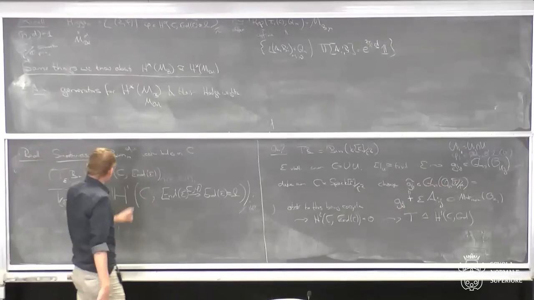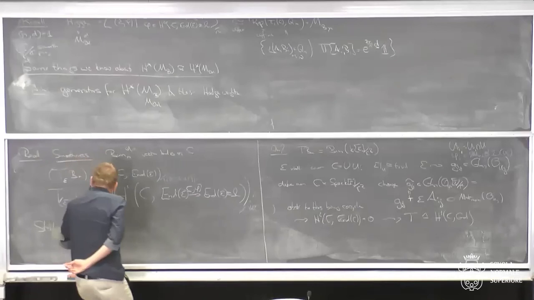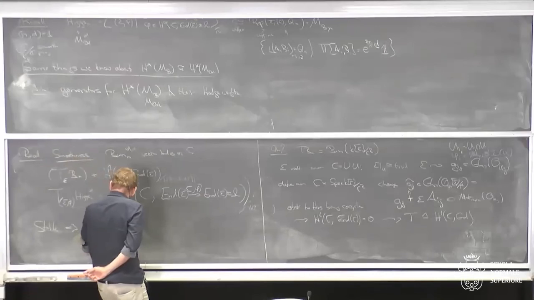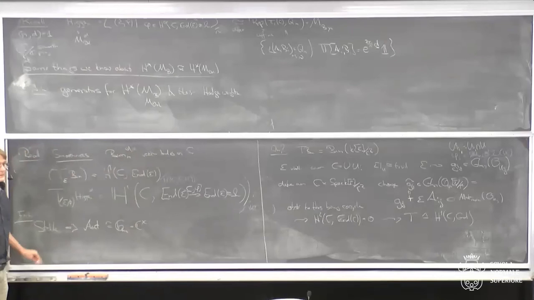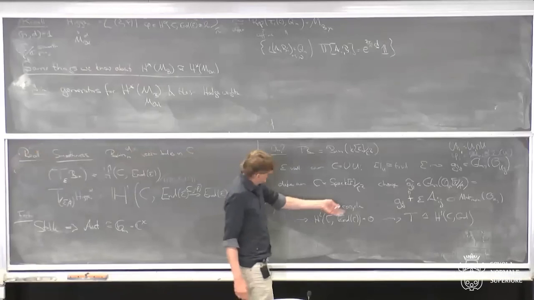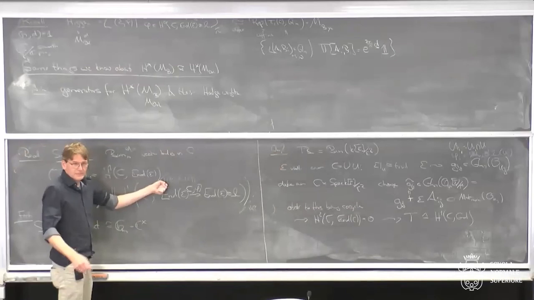So now what's the good thing? The only thing about stable bundles I will use is that stable implies that the automorphisms are just C star. That is not deep, but because I don't want to talk about stability, that's the only thing I need. Now I told you that the H0 is the tangent space to the automorphisms of my bundle. So this H0 always has the same dimension. I know that H1 minus H0, the Euler characteristic, is constant in families. So the dimension of H1 will be constant.